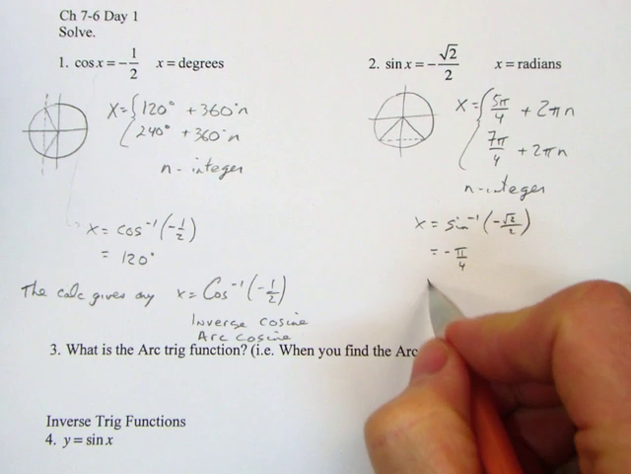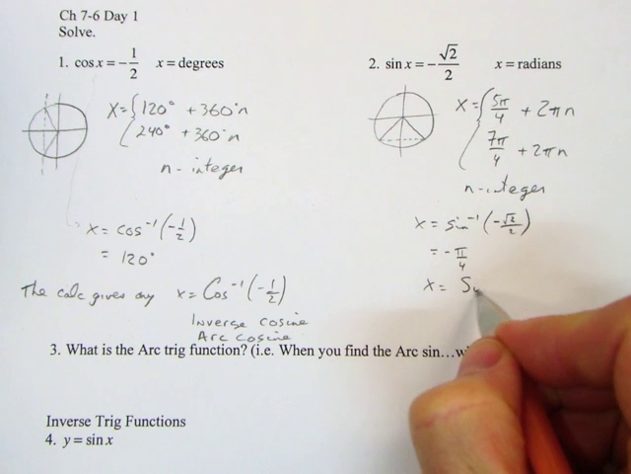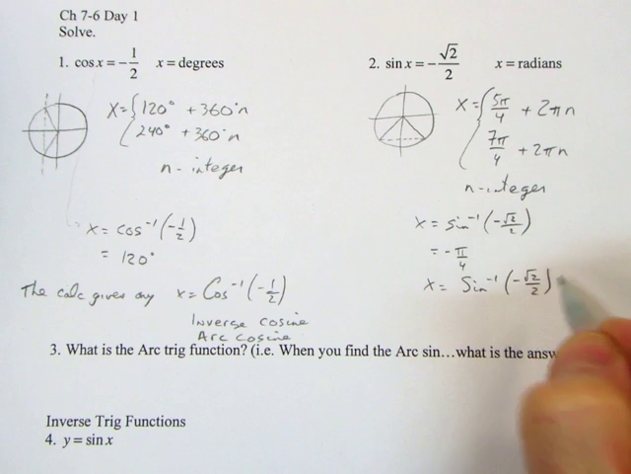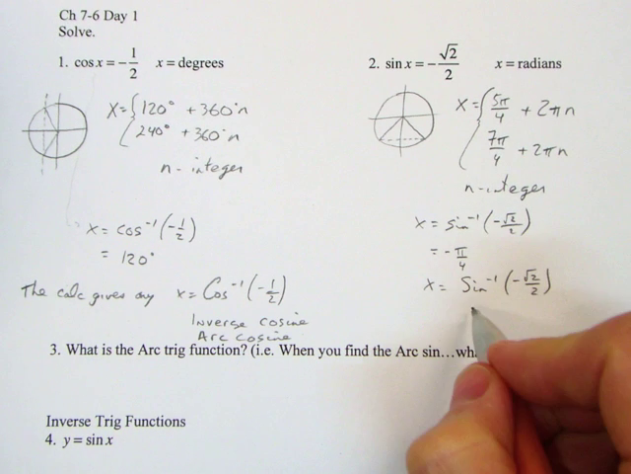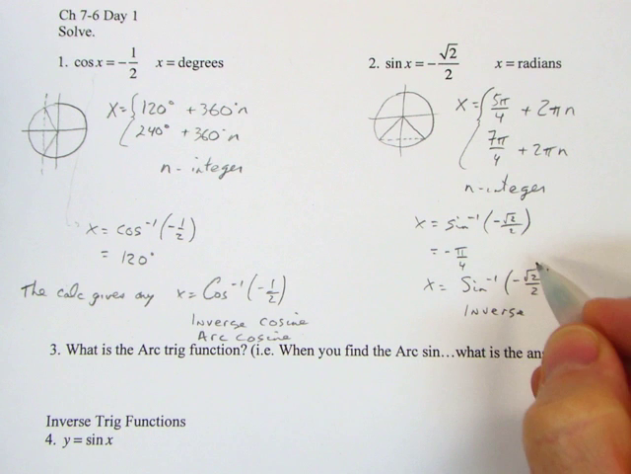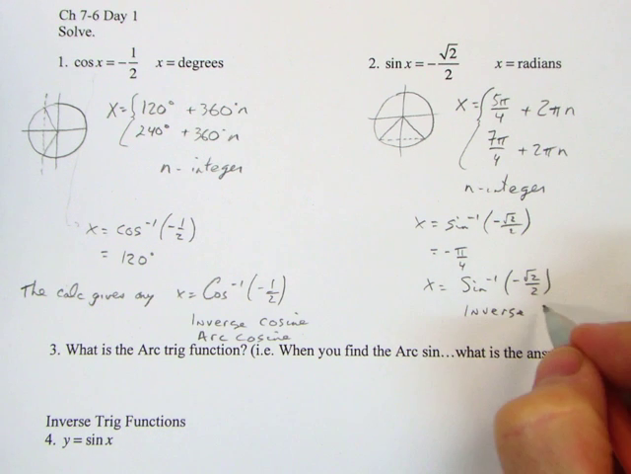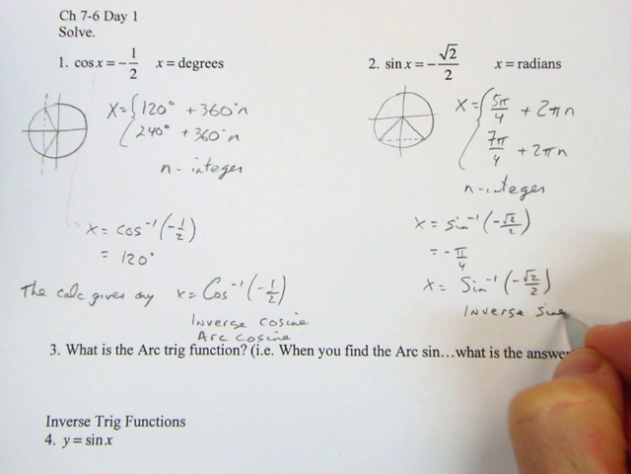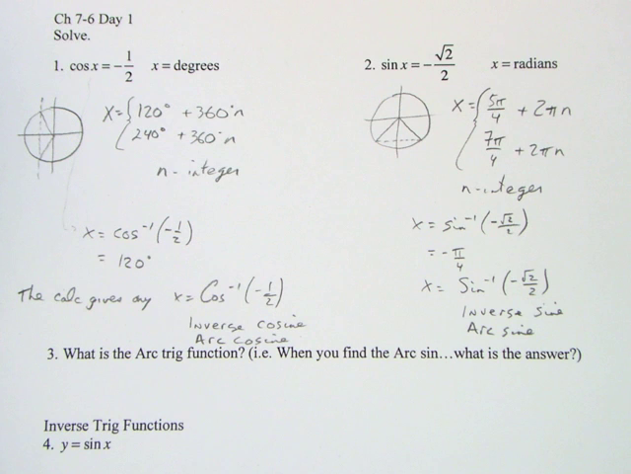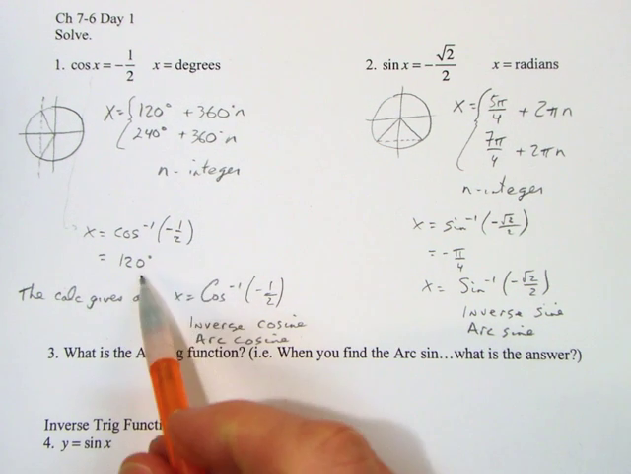And the same thing over here, our calculator is going to give capital inverse sine. When the book uses the capital, what it's saying is that there's only one answer because it's a function. Inverse sine or arc sine. And the function can only give us one answer.